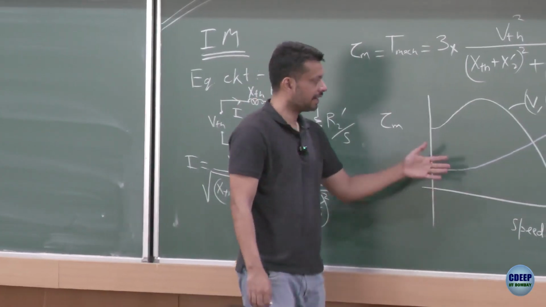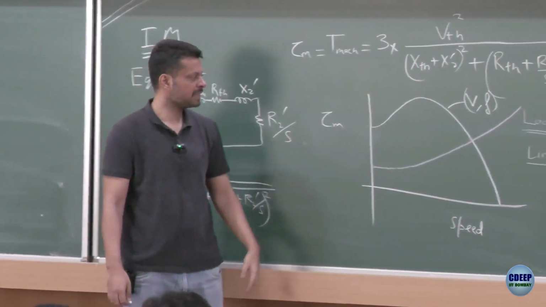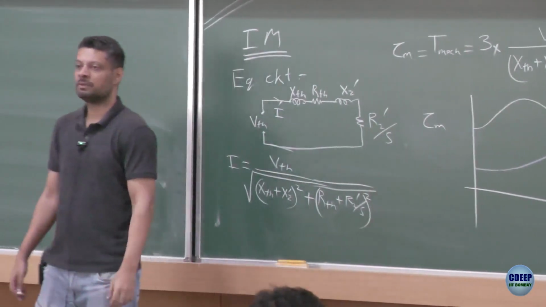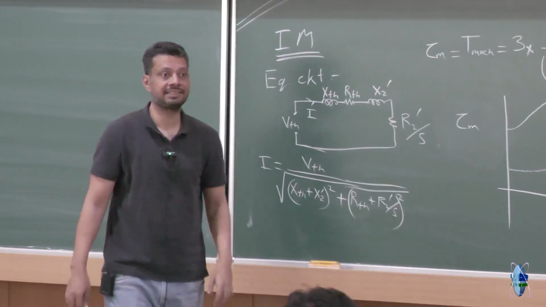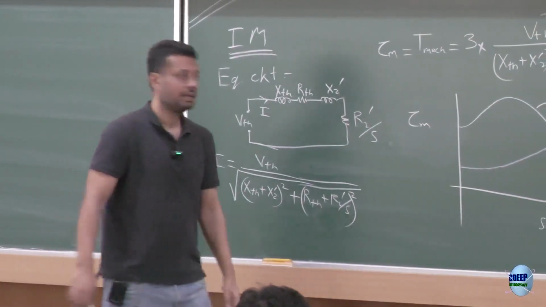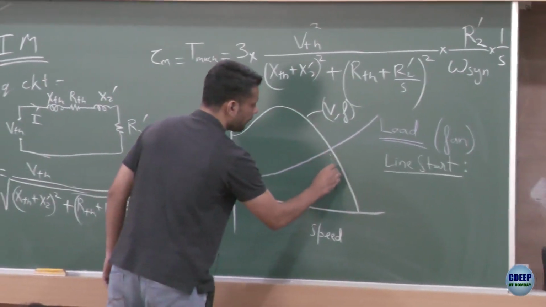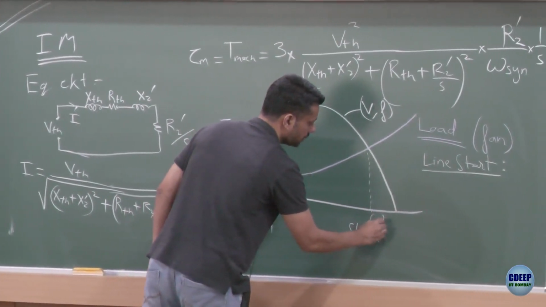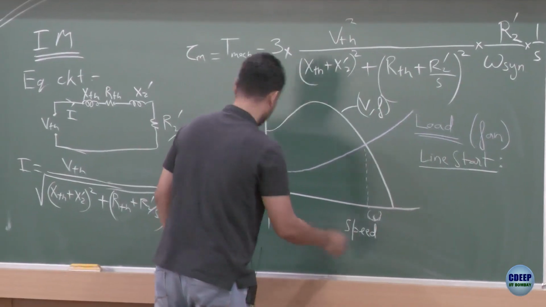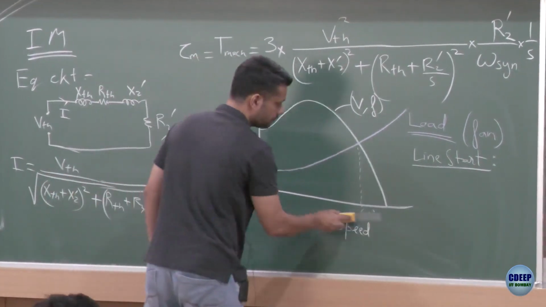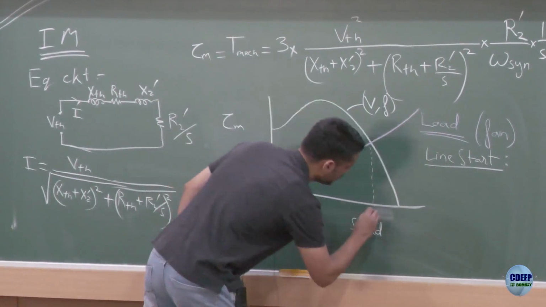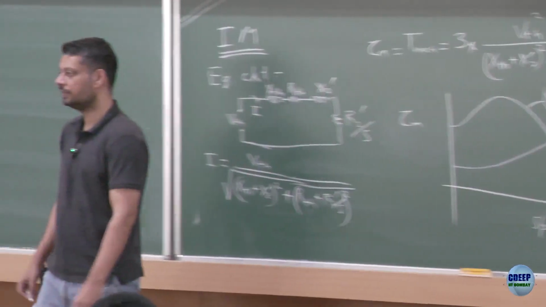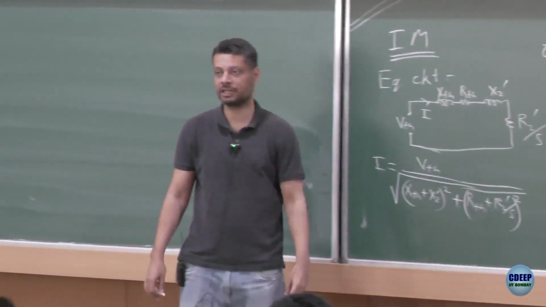So if you see line start, if you are supplying with a fixed voltage and frequency, what would be the final point of operation? What would be the final settling speed of this machine? It would be this one, let me call it omega 1, right. Omega 1 would be the final speed at which this particular fan will rotate.